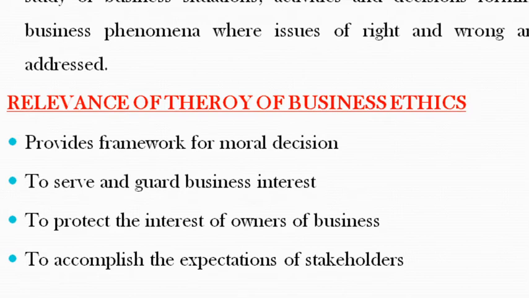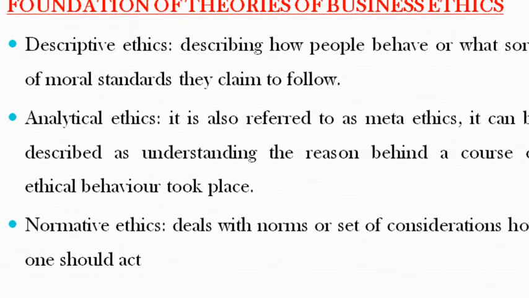Next is to protect the interest of owners of the business. These ethical theories help to do all the activities in a good manner, in an ethical manner, so that it helps to protect the interest of all the owners of the business. Then next is to accomplish the expectations of stakeholders. These ethical theories help to fulfill the expectations of all kinds of stakeholders. Then it helps to avoid damages and harm to the society.